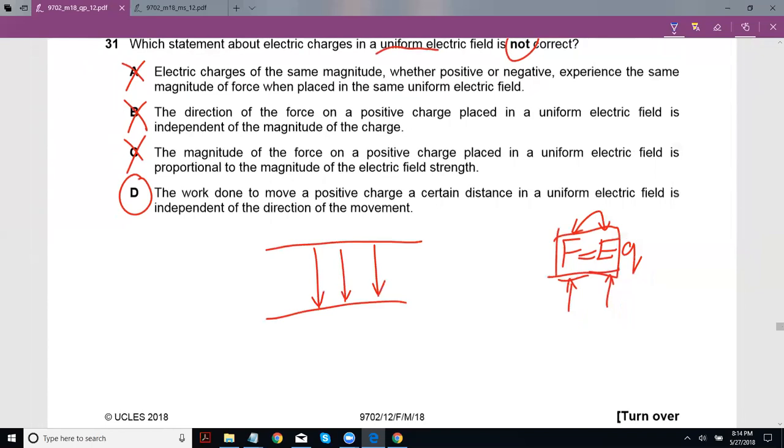And if you were moving, let's say, like this, then probably you need to do more work. You're doing work against the field trying to move it towards you, but you're doing less work than if you were directly going against the field. So let's say this was positive, this was negative, and you have a positive charge. If you're moving it like this, you'd need less work. But if you're moving it like this, you'd need more work. So it is not independent of the direction.